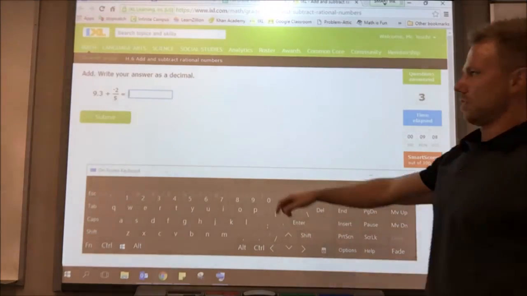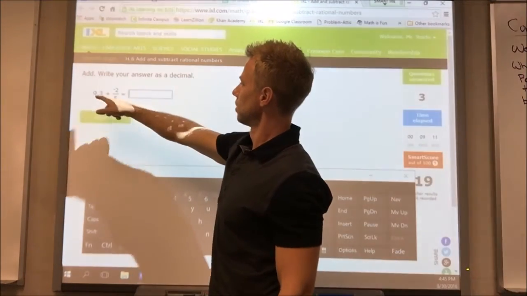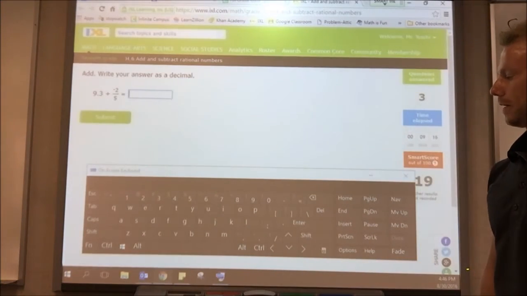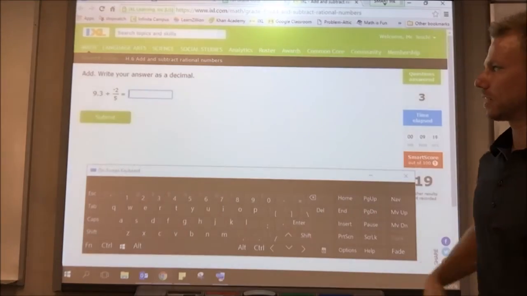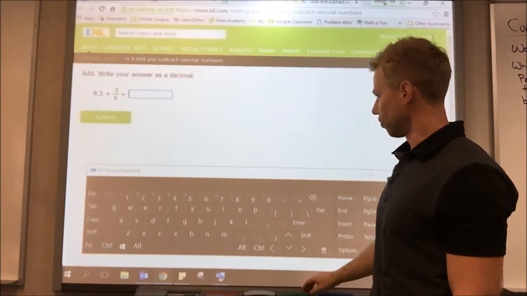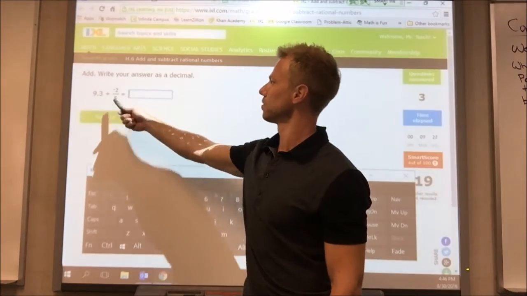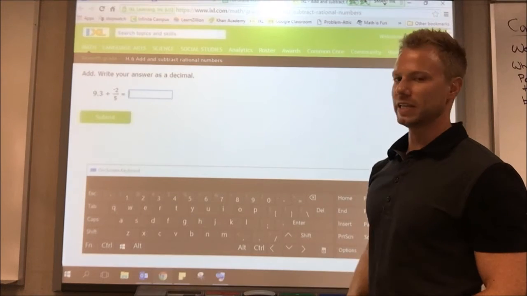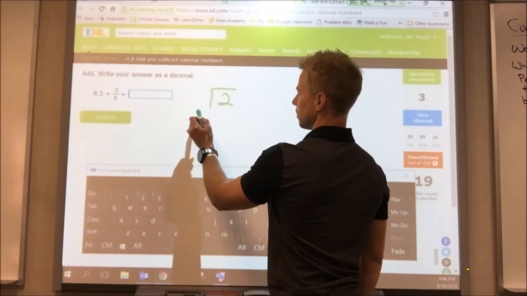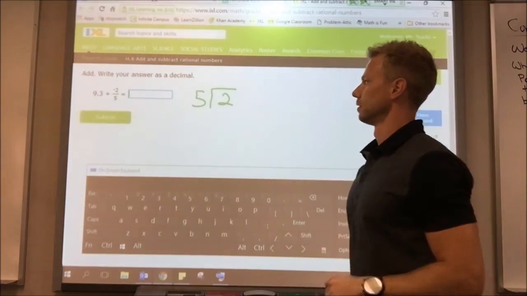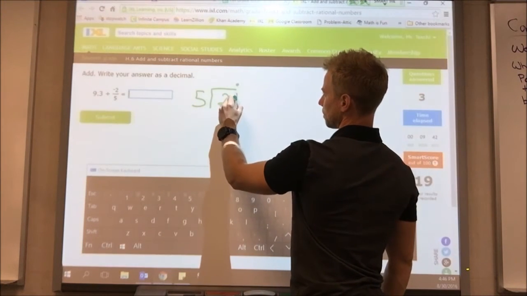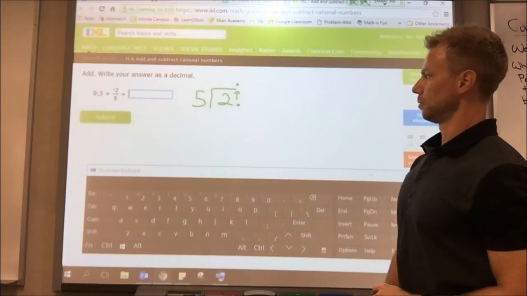Good. This is a good one because we have decimals and we have a fraction. It says write your answer as a decimal. So we want to change this fraction of 2/5 into a decimal. The easiest way to do that is to do the numerator divided by the denominator. Our decimal is right there, we need to raise that up and put it on top before we divide.